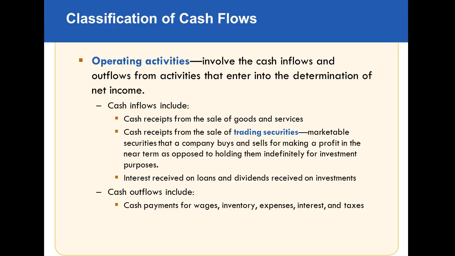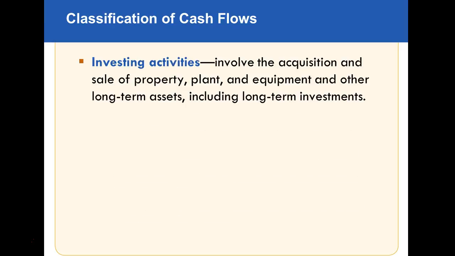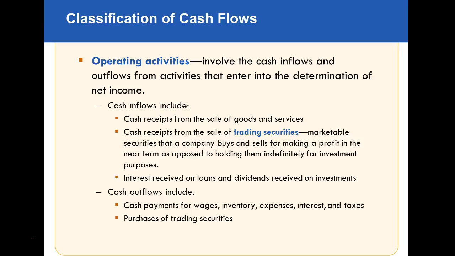Monies going out would be cash payments for wages, inventory, expenses, interest, and taxes, and purchasing the trading securities. So primarily, operating activities include monies coming in from sales, from monies on investing, such as interest sitting there, dividends, and selling securities.